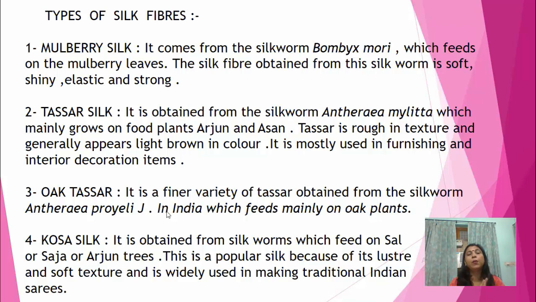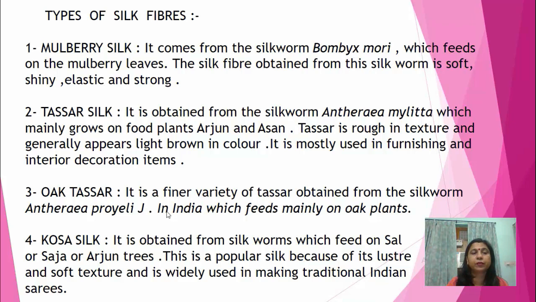Now the next variety of silk is Kosa silk. It is obtained from silkworms which feed on sal or saja or arjun trees, and this is a popular silk because of its luxury and soft texture. And this Kosa silk is famous or widely used in making traditional Indian sarees.